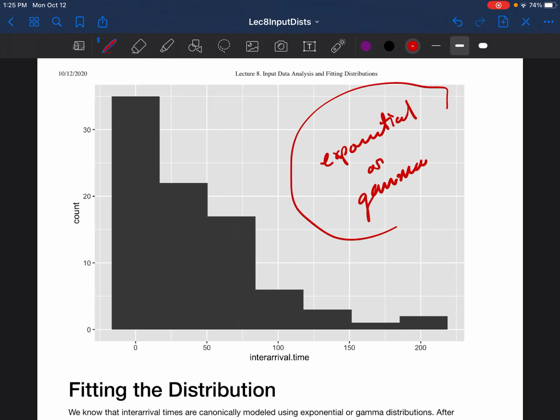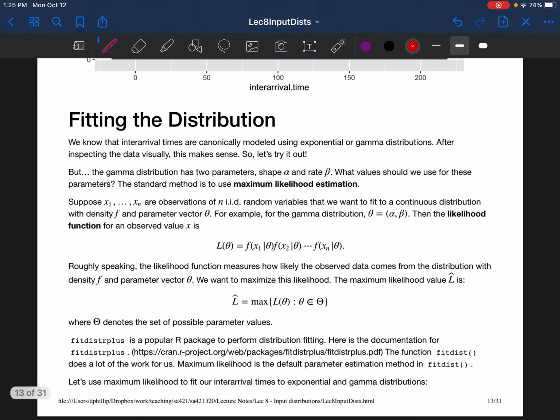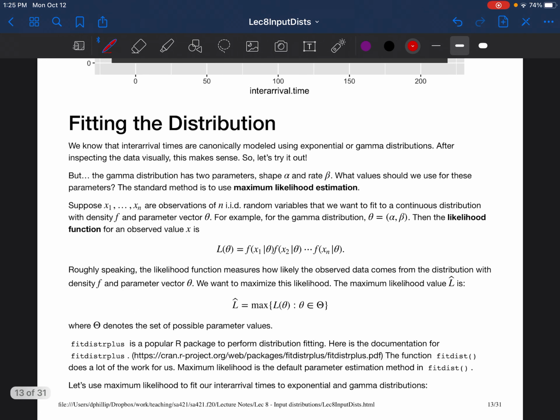Okay, so now these are going to be our 2 candidates, either exponential or gamma, and then the question is how do we go ahead and fit that? So what we're going to use to fit it is we need to calculate out the parameters for each of these distributions. So we need to find either the mean of the exponential, that seems relatively easy to calculate, so we can get the rate, or we need to get the shape alpha and rate beta.